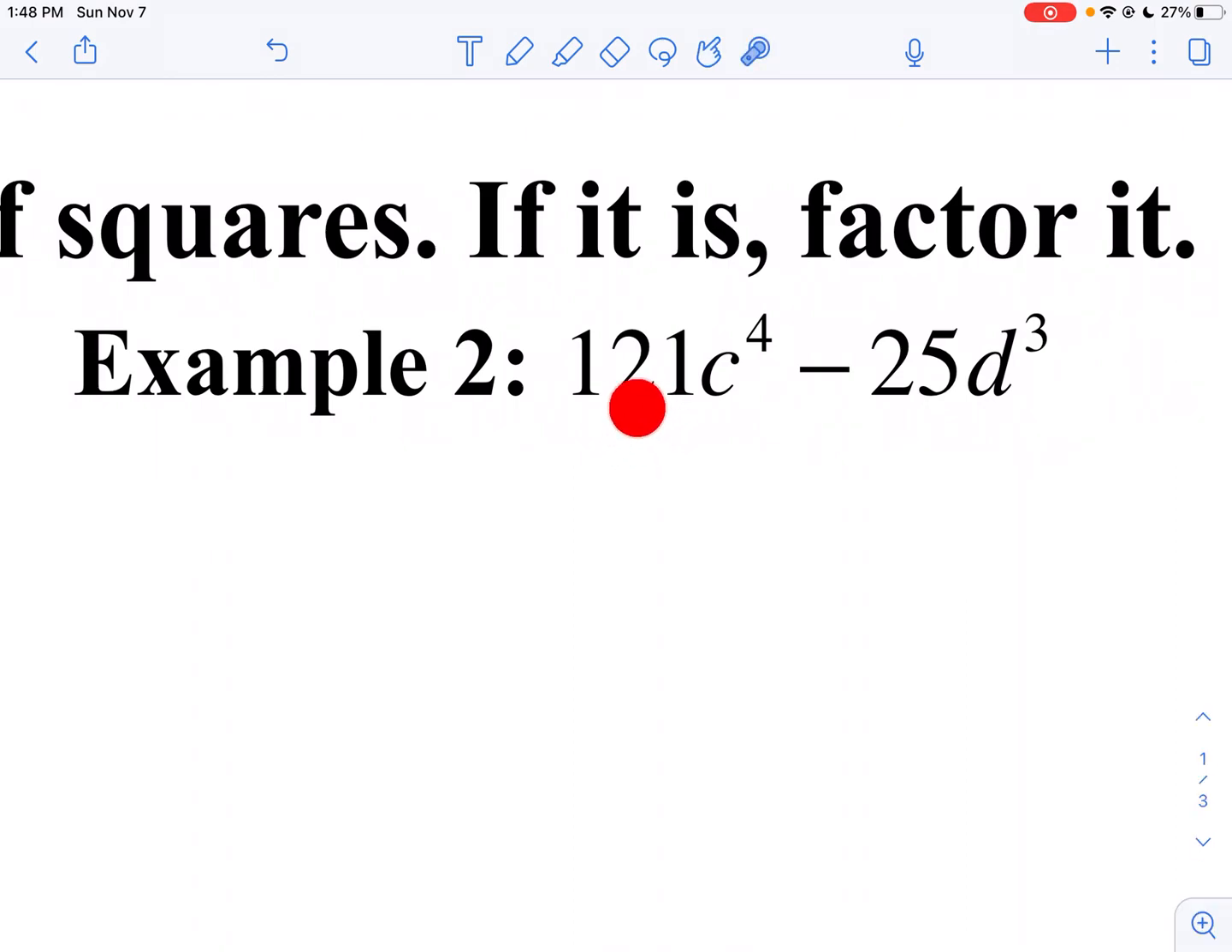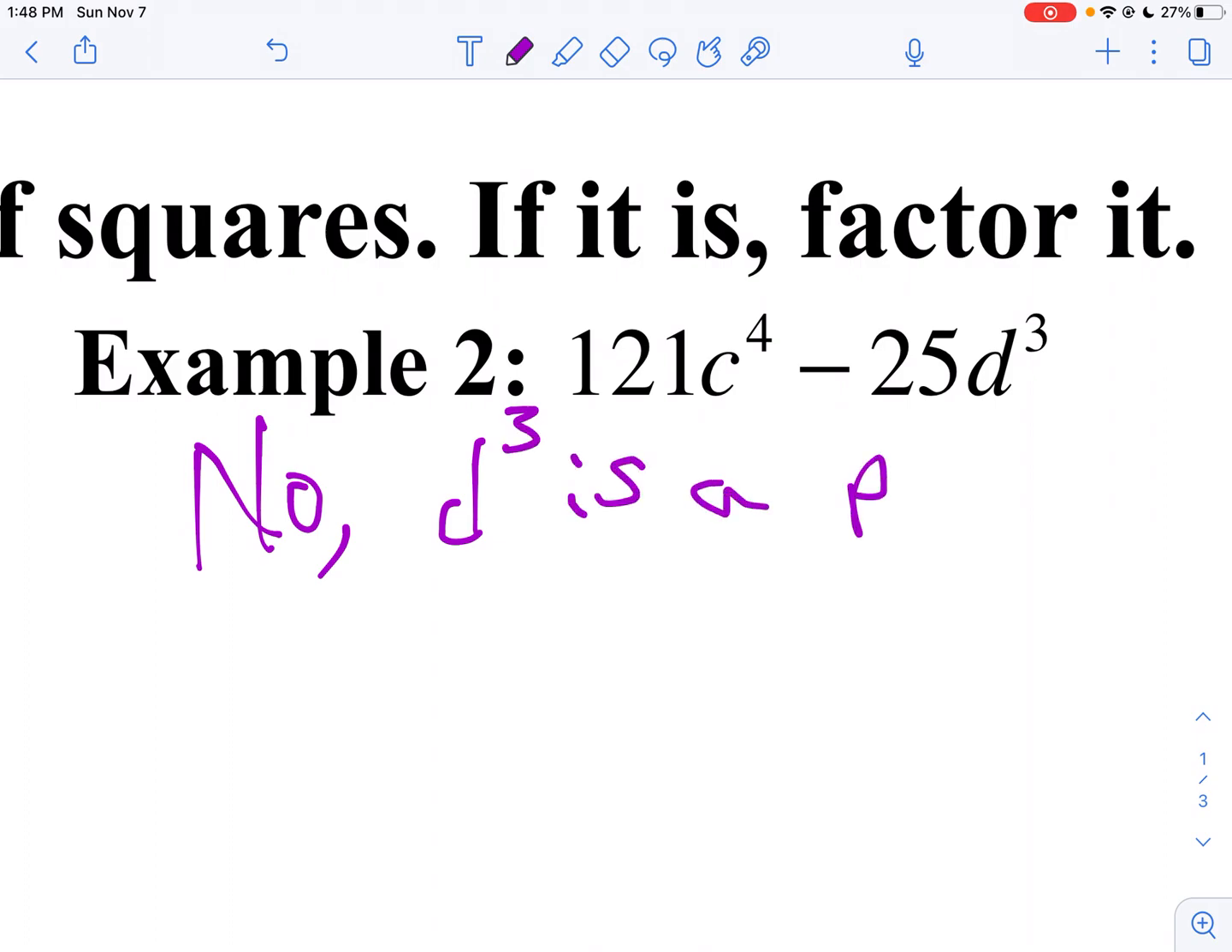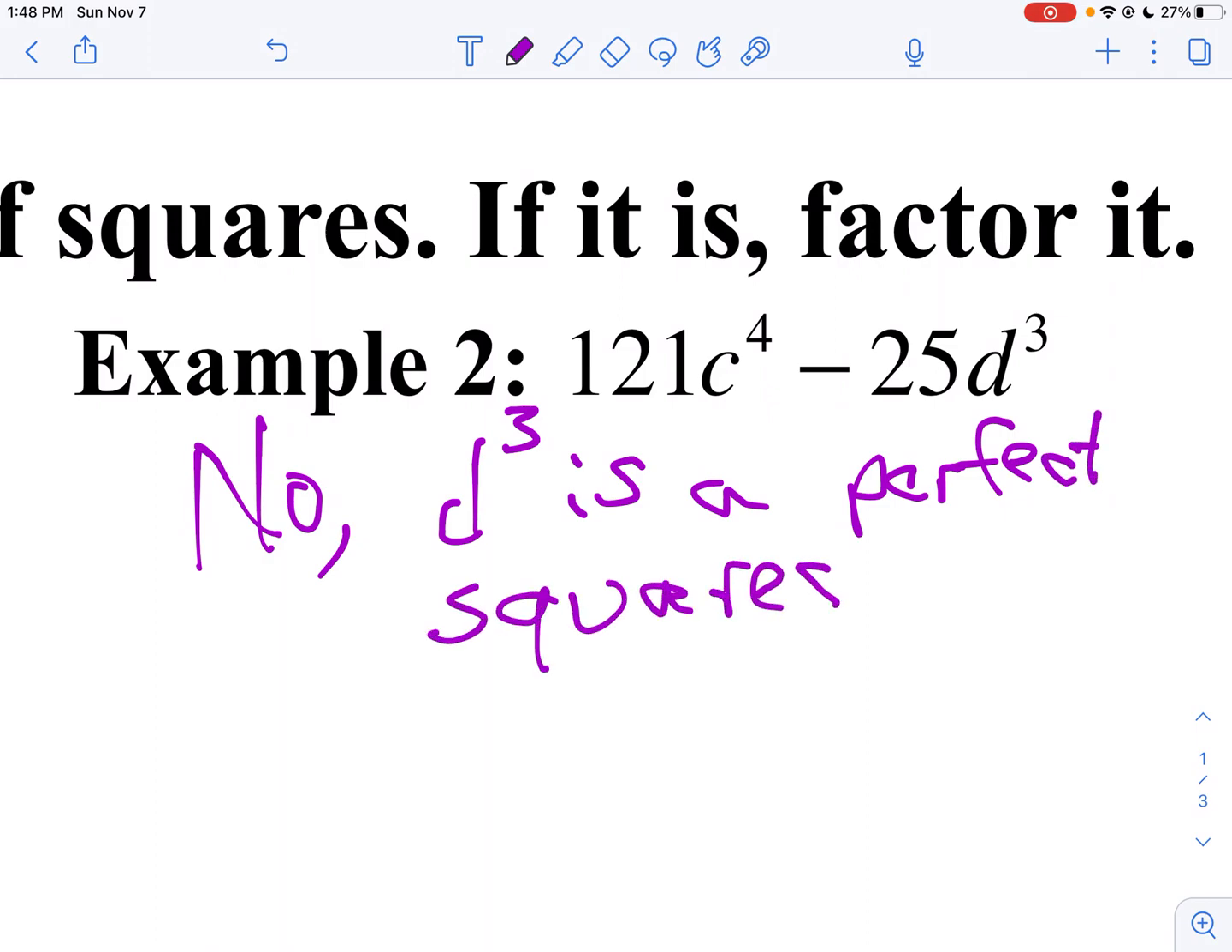My first term is a perfect square because the square root of 121 is 11. C to the fourth is a perfect square because it's even. 25 is a perfect square, but notice what happens. We have an odd exponent here. That's not a perfect square. So we can't factor this. We're going to say no. And why? Because d cubed is not a perfect square. Both terms must be perfect squares in order to use the shortcut rule.